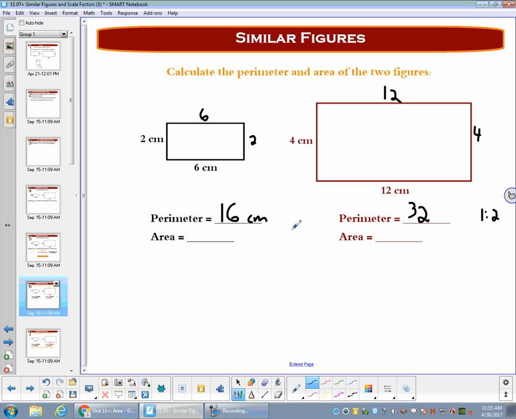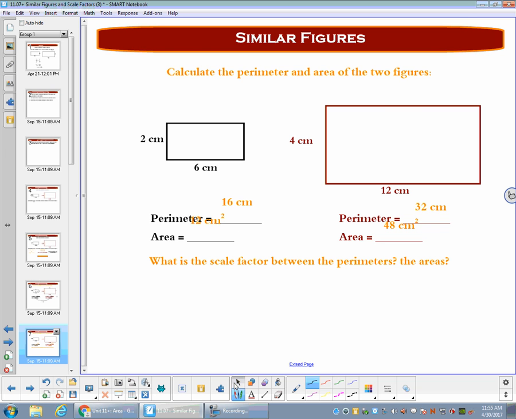Now let's look at the area. Let's see if it has that same ratio. If I find the area here, 2 times 6 is 12 centimeters squared. So I'll fill it in here. And over here, 4 times 12 is 48 centimeters squared, so that's our area. Now, if I was in class, I would make you think about the relationship between 12 and 48, and hopefully you would see that that's a 1 to 4 ratio. Interesting. This is different than the perimeter.